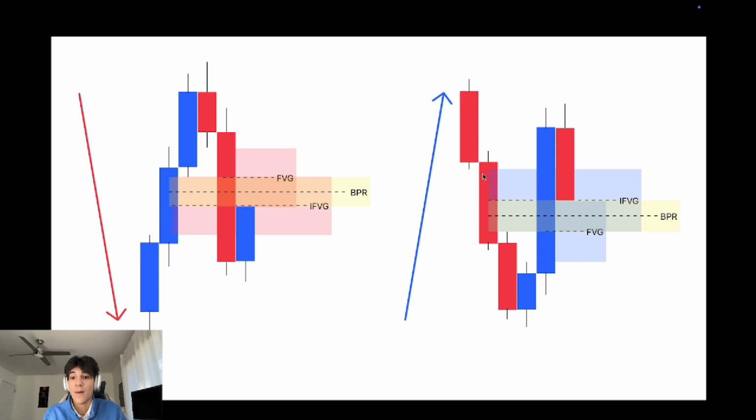We have this bearish fair value gap that gets closed above, turning this into an inverse, but then also we form a fair value gap here because the top of this first candle and the bottom of this third candle forms a gap, and this overlapping part right here would be our BPR. Again, another high probability zone that price will reject and then continue up.